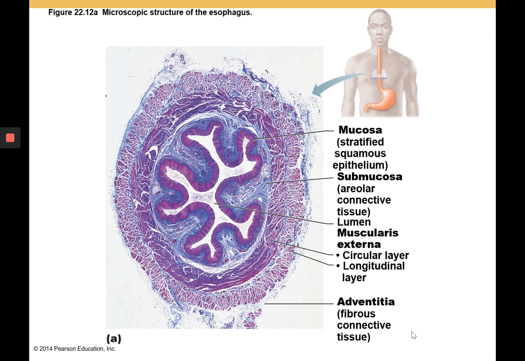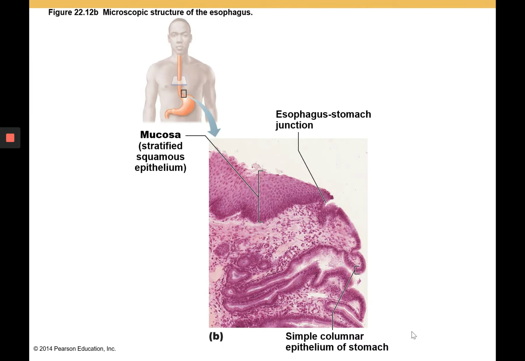Here we can see some histology of the esophagus. We can see without any food in its lumen that the mucosa is convoluted. We can also see here that the mucosa of the esophagus is much thicker than the mucosa of the stomach, and we can see the esophagus-stomach junction. We're going from stratified epithelium to simple epithelium, and specifically from a squamous epithelium to a columnar epithelium.